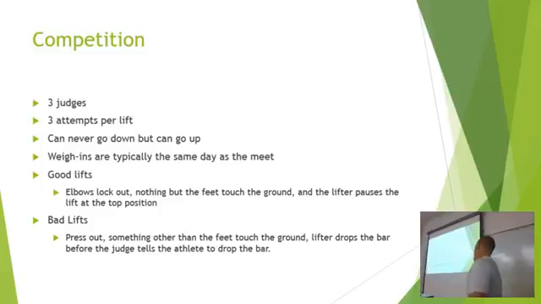If the lifter drops the bar before the judge tells the athlete to drop the bar, I did that at my first competition, that will give you 3 reds as well. But those are the basic rules. It's really pretty simple. As long as you get the bar up to its ending location in a singular fashion, then you're going to have a chance to get 3 white lights or 3 white flags. Pretty simple.